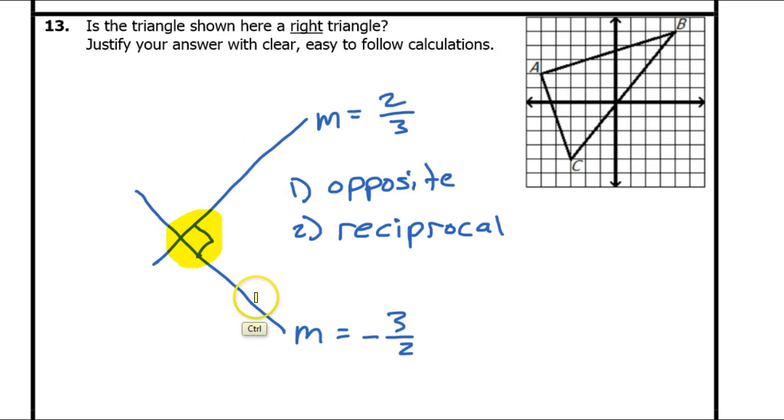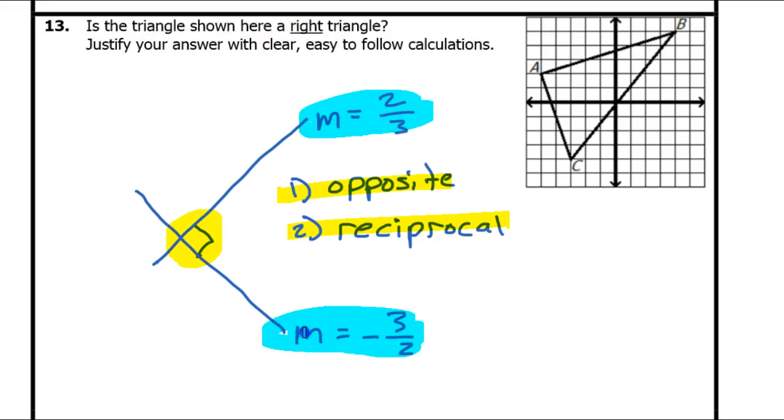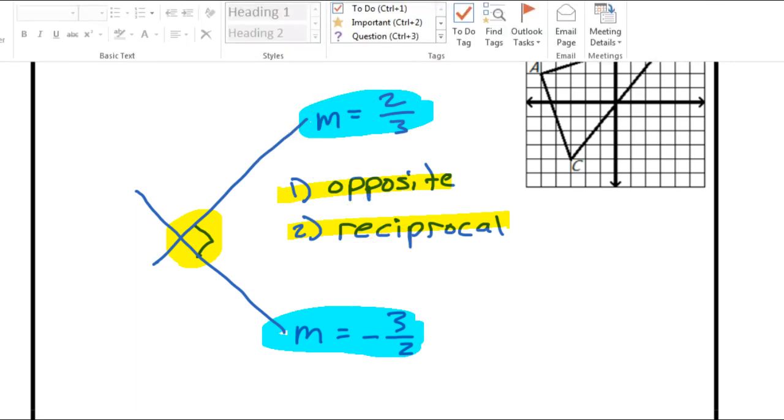And if I know the slopes, I will recognize that they are perpendicular because the slopes will be opposite and reciprocal. So if I find all the slopes, and then I look for a pair of them that are like this, opposite and reciprocal. If I see this pattern, I'll know that they are perpendicular, which means there's a 90-degree angle, which means it is a right triangle. If none of the slopes are opposite and reciprocal, then it's not a right triangle.